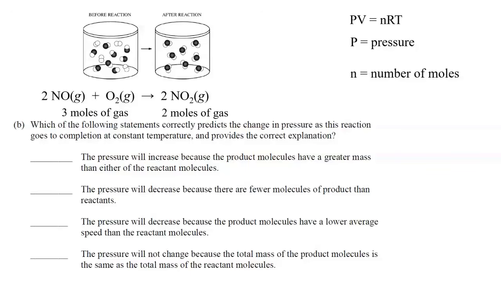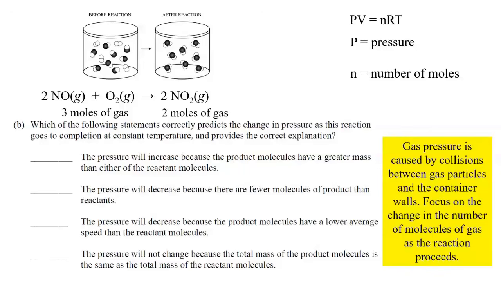So what happens when the number of moles or the number of molecules of gas decreases? Well, gas pressure is caused by collisions between the gas particles and the container walls. Focus on the change in the number of molecules of gas as the reaction proceeds. If the number of molecules of gas is decreasing, that will cause the pressure inside the container to decrease. So the correct answer is the second choice. The pressure will decrease because there are fewer moles of product than reactants.